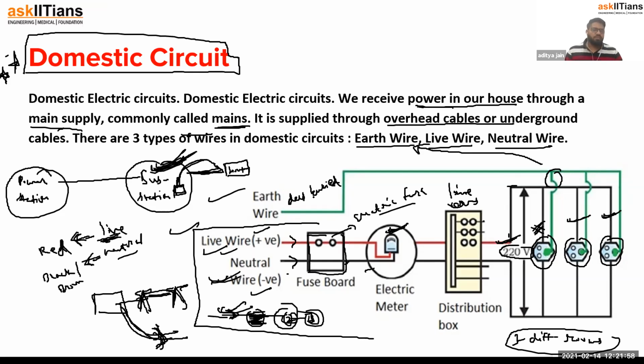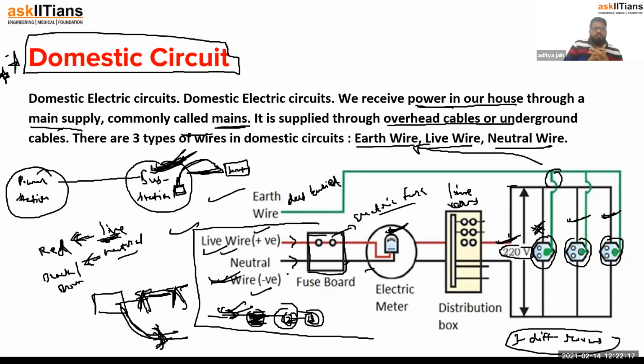What is the purpose of earth wire? Earth wire is used to basically save our electrical appliances in case of overloading or short circuiting. So now 2 terms are there, overload and short circuit. So what is overload? Overloading can occur due to 3 things.